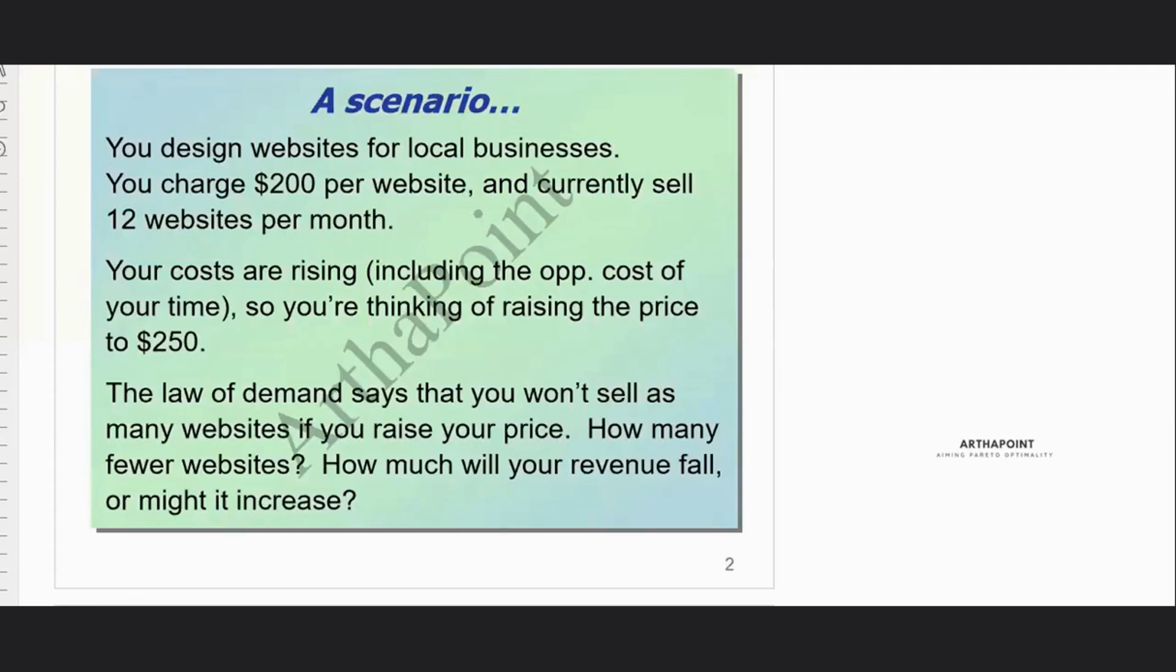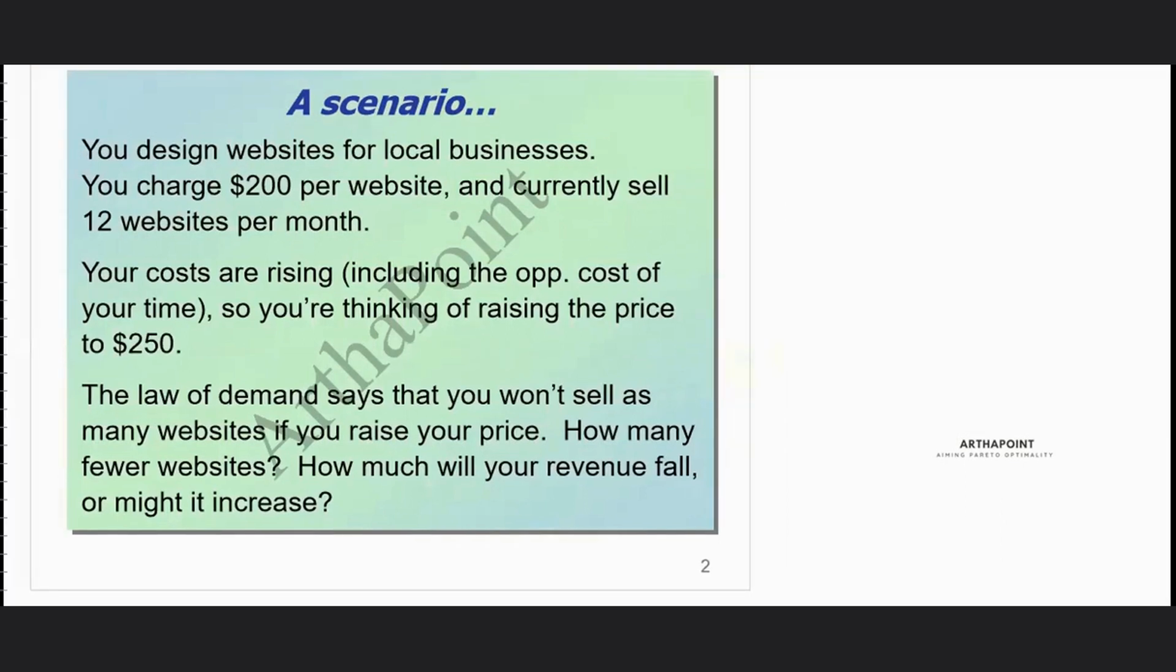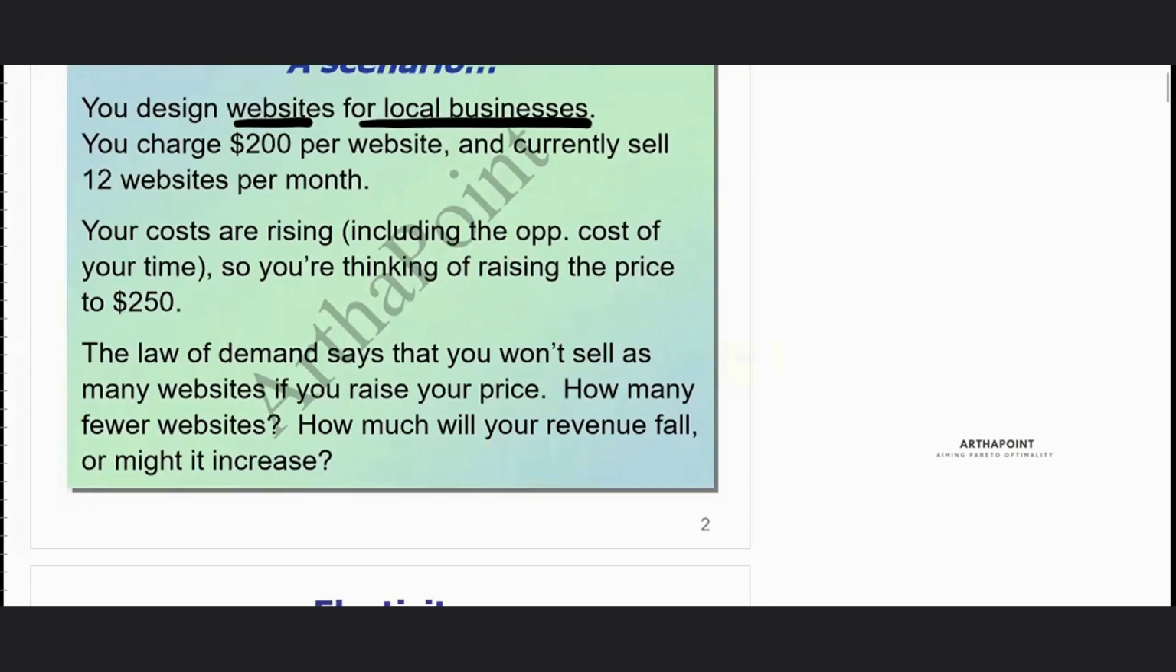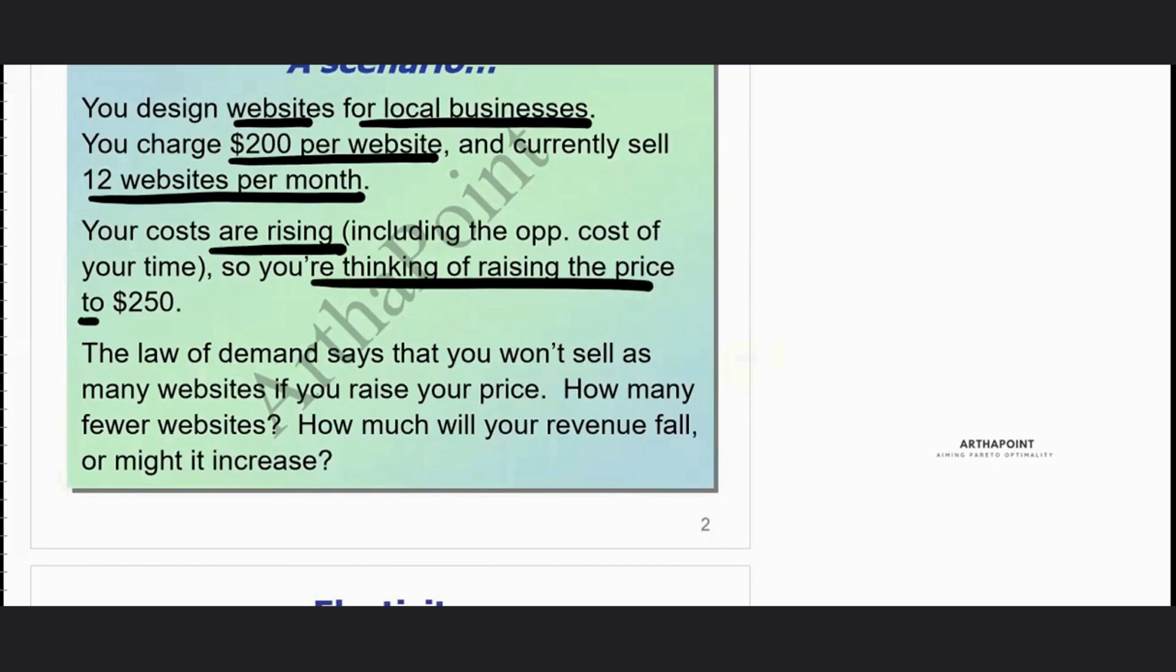Let's begin with creating a scenario. Let's say that you want to design a website for a local business. Let's say that you charge $200 per website, and currently you are selling 12 websites per month. Supposedly, your cost is increasing, so you also want to increase the price. You don't want to charge 200. Now you want to charge 250.